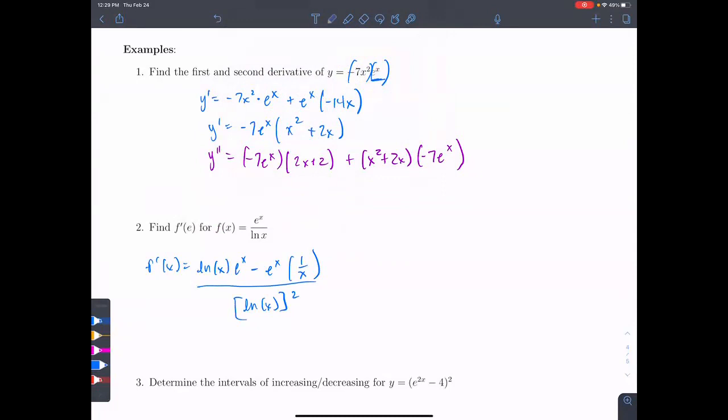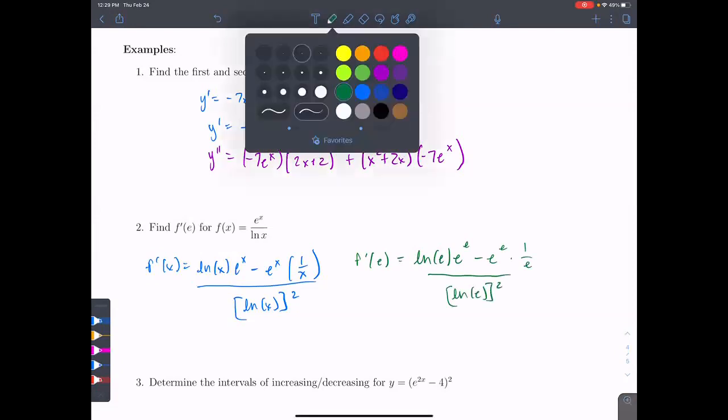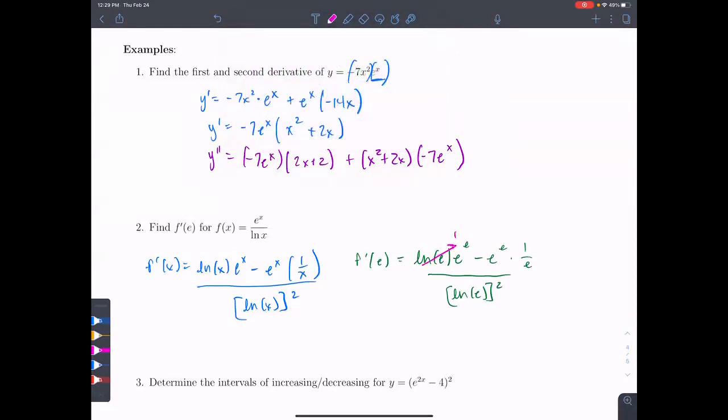If I plug in an e there, it would be the ln of e times e to the e minus e to the e times 1 over e, divided by the ln of e squared. The ln of e is 1, so those are good. E to the e over e, that's e to the e minus 1. This has an exponent of 1, so you subtract it from e because of the division. And then that e to the e is by itself. So you're looking at e to the e minus 1 over 1.